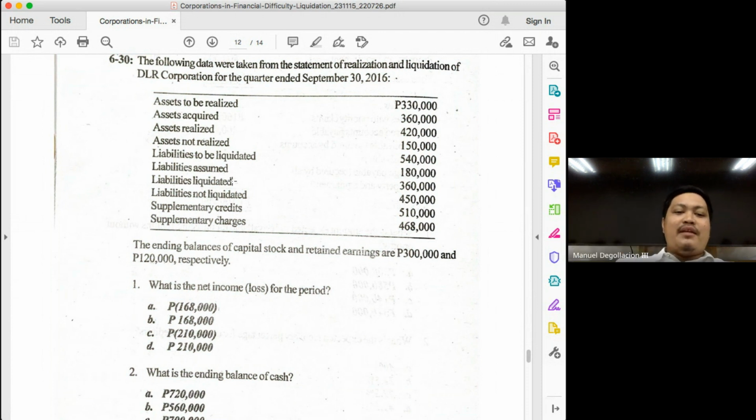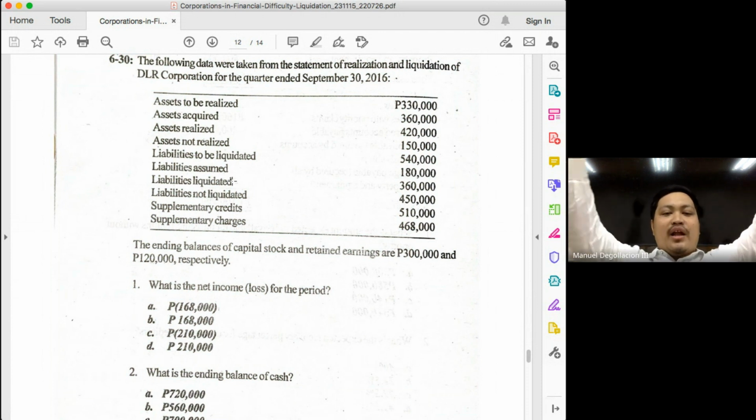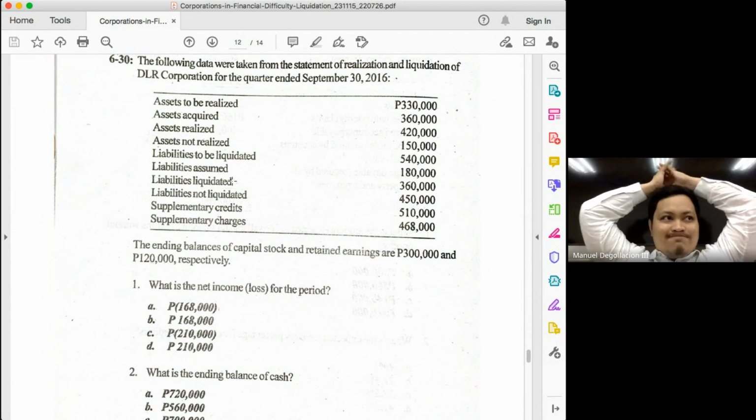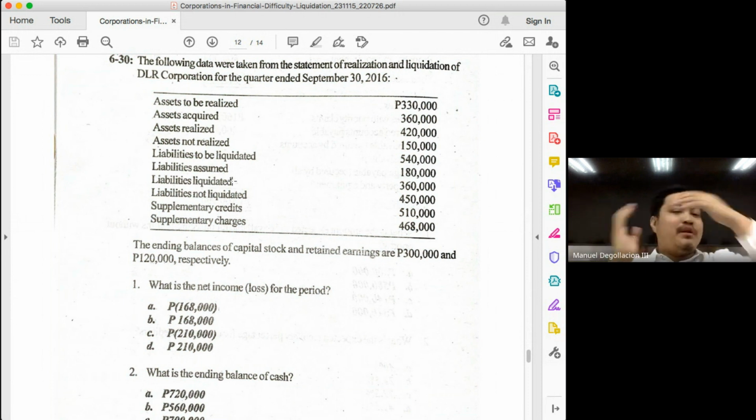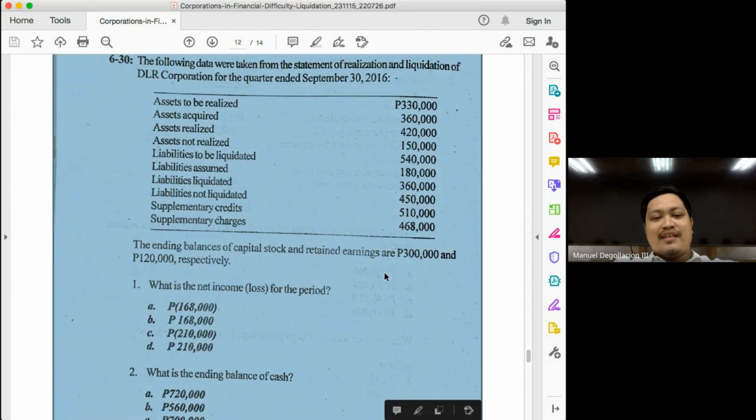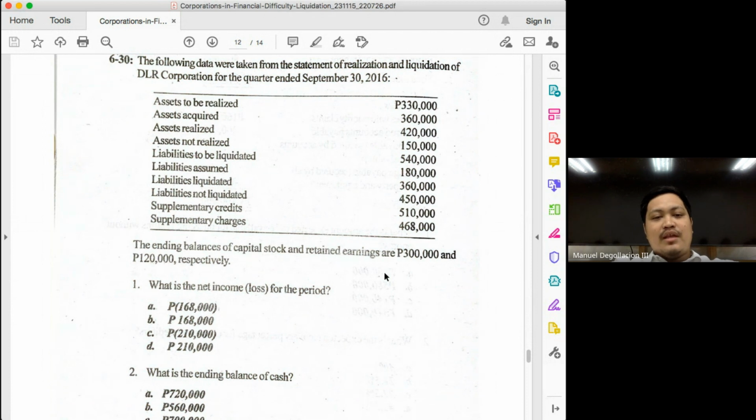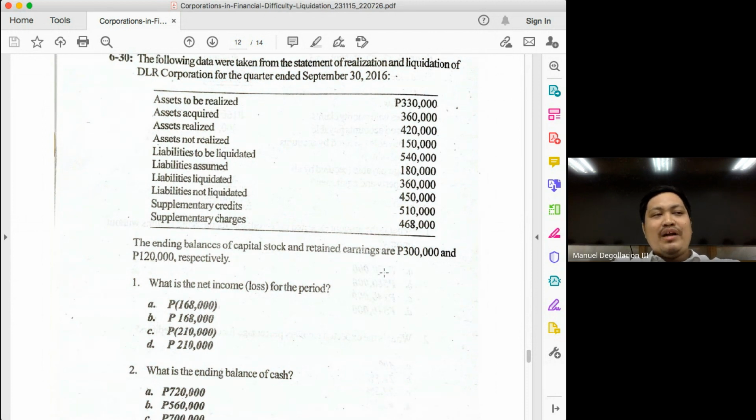Next, what is the ending balance of your cash? Here, you can answer this by using your basic accounting equation, class. There's a long way of solving this, but you can answer this by using the basic accounting equation, which is your assets, liabilities, and equity. But here, we're asked for the ending cash balance, class.